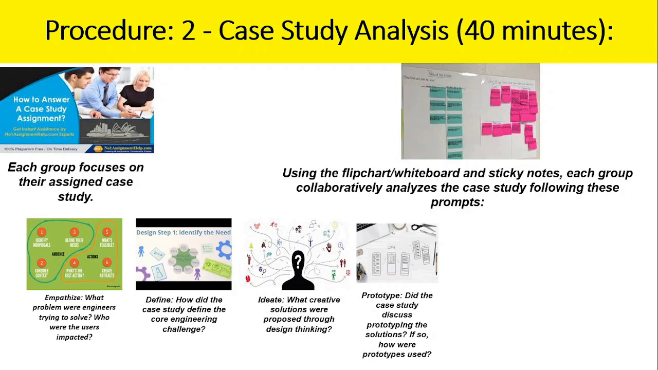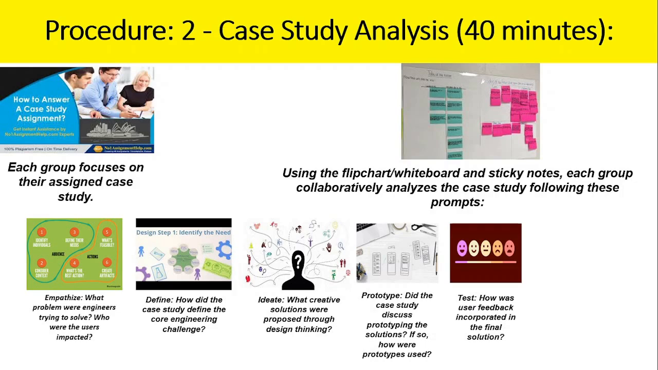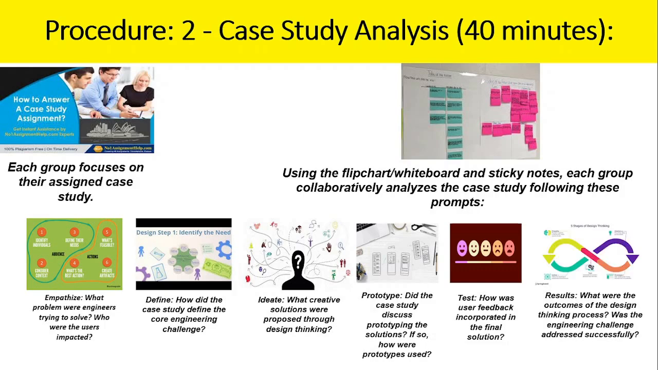If so, how were prototype used? And then test how was user feedback incorporated in the final solution. So finally we give the final fidelity model to them. So we enrich that model based on the feedback collected through the testing procedure. Finally, results. We announce the results through the two questions. What were the outcomes of the design thinking process? And the next question is, was the engineering challenge addressed successfully? These two questions are important to answer our user needs.